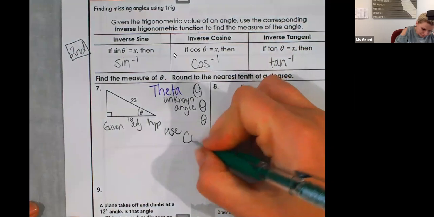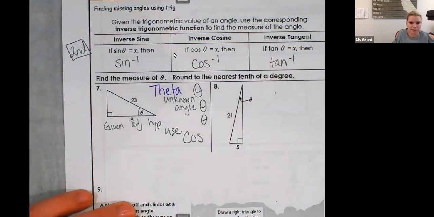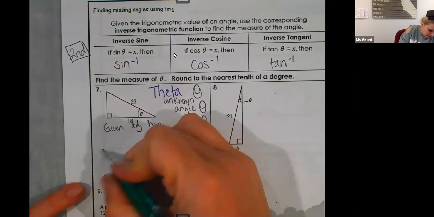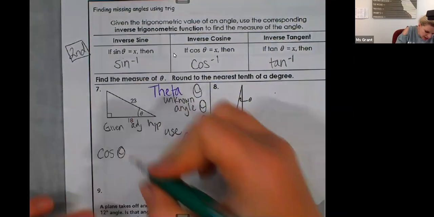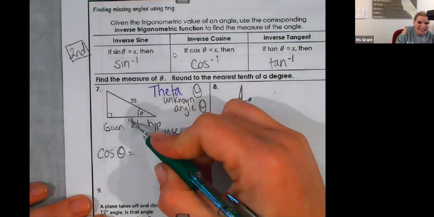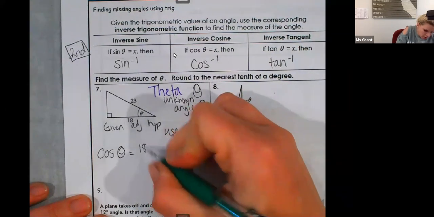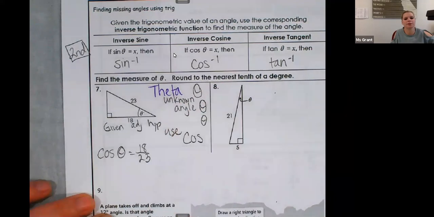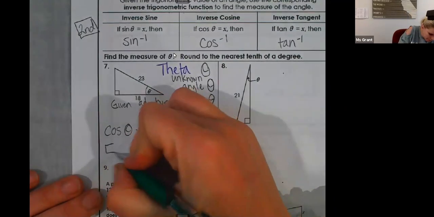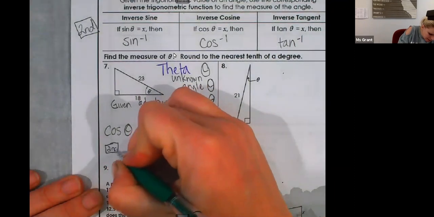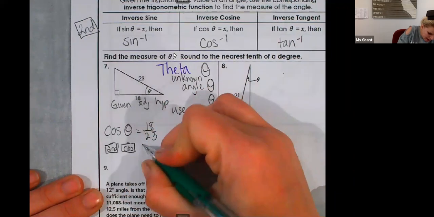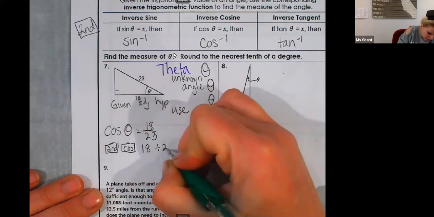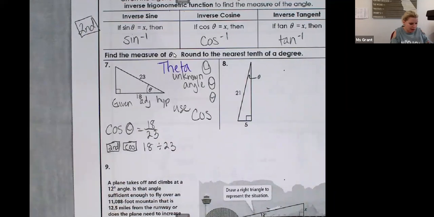Use whatever adjacent and hypotenuse is: cosine. So here's how we do this. Cosine of theta, I don't know how big, equals adjacent, 18, over hypotenuse, 23. Here you go. Here's your keystrokes. Second function, cosine, 18 divided by 23. Those are the buttons that you press on your calculator.